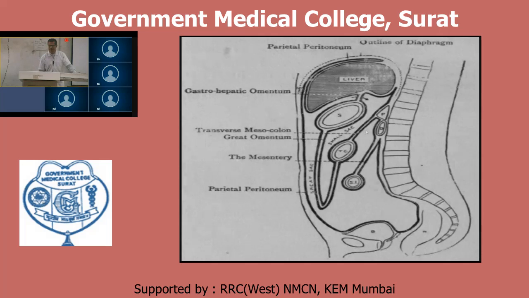The sigmoid mesocolon is not visible in this figure, but there is one additional fold known as the sigmoid mesocolon. Now from the sigmoid mesocolon, the reflection will go down and enter the pelvic cavity. Inside this pelvic cavity, what happens? Now there is a difference. What difference? In male and in female.